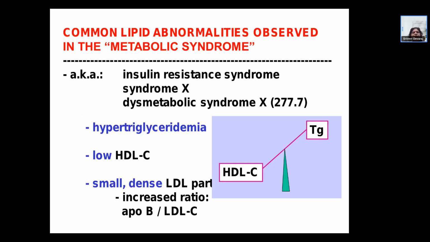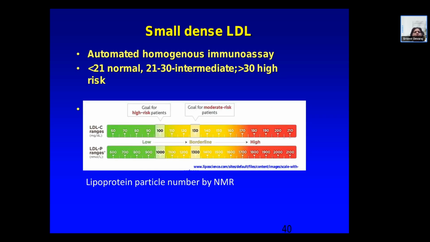I also wanted to say that in prediabetes or in metabolic syndrome, you have small dense LDL where you have high triglyceride and low HDL. You have increased amounts of small dense LDL, which confer increased risk. And you do have an automated homogeneous immunoassay to measure small dense LDL, which is now available on platforms like the Roche platform. So we have LDL cholesterol, different ranges. You have different targets for small dense LDL. You have different targets for your LDL particles.